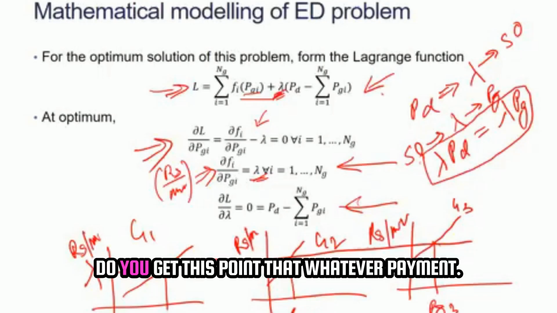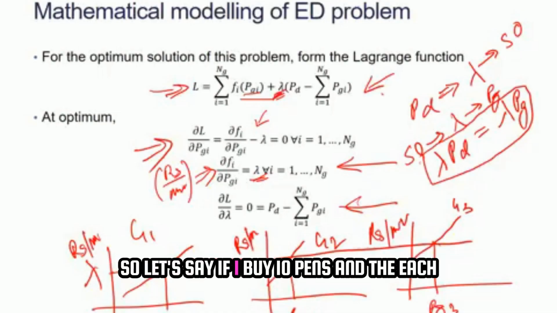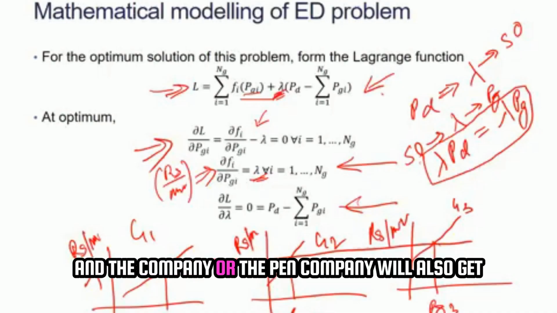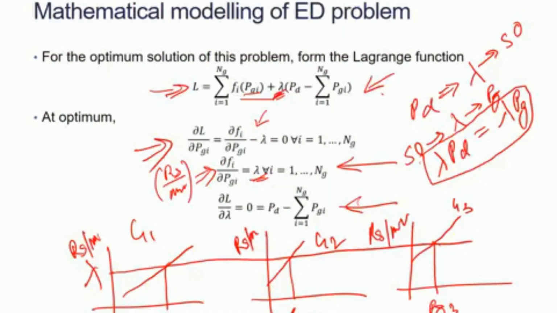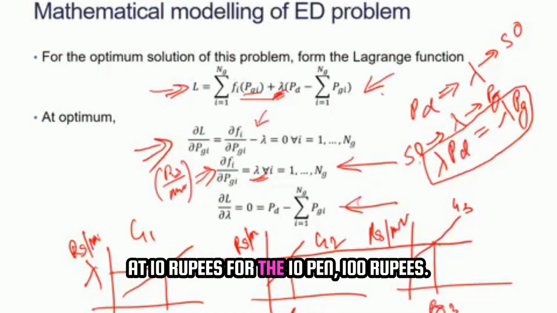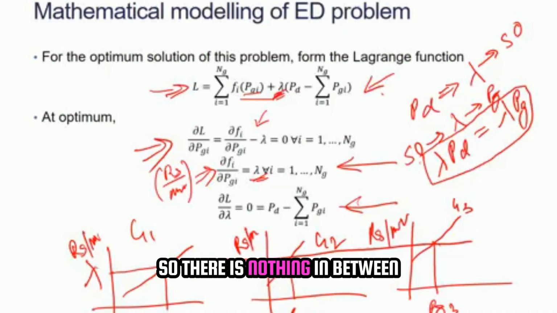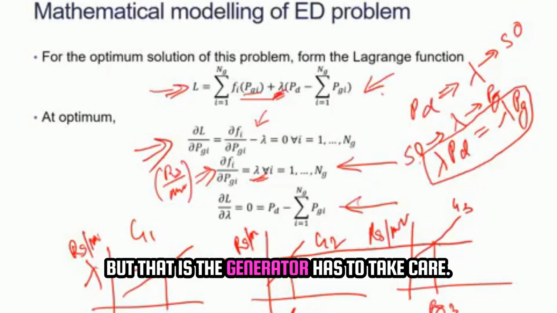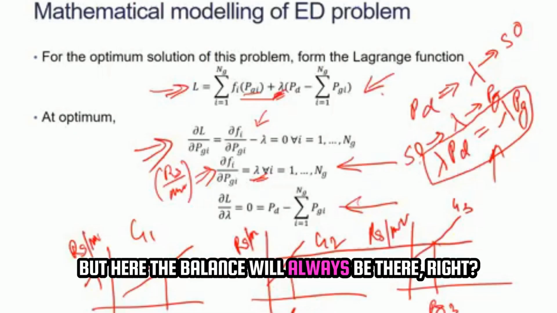Do you get this point? Let's say if I buy 10 pens and each pen has a cost of 10 rupees, I'm paying 100 rupees in total, and the pen company will also get 100 rupees for the 10 pens. So there is nothing in between which is going out. Or maybe the company can distribute that 100 rupees with sellers and dealers and everyone, but that is separate and the company has to take care of that. But here the balance will always be there. So this is clear, right?